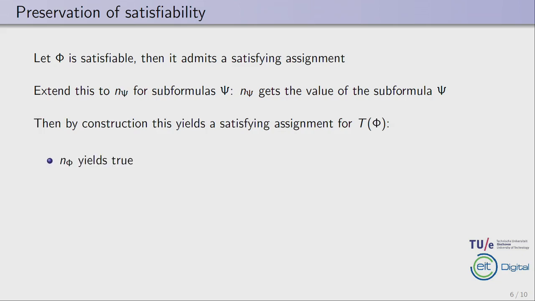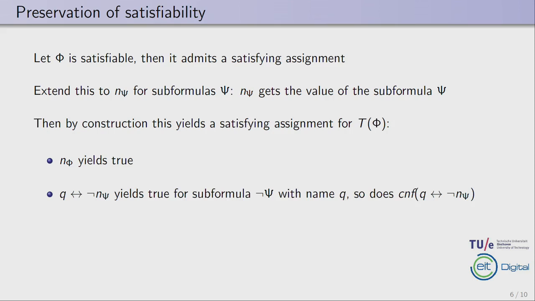First, we had a satisfying assignment of the whole formula, so the whole formula yields true, so n phi yields true too. And if we have a subformula not psi, then we observe that Q bi-implication not n psi yields true if Q is the name of not psi. That is how we defined the values of the names. So this Q bi-implication not n psi yields true, so also its CNF yields true.